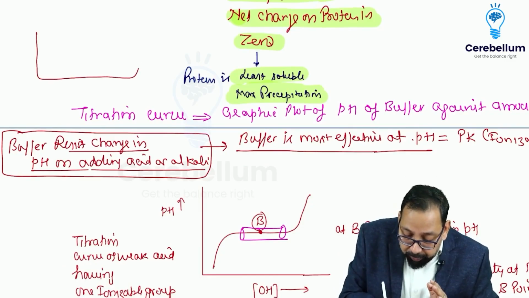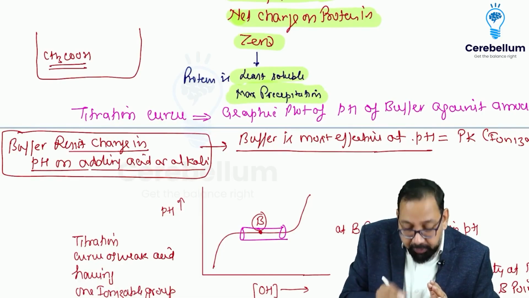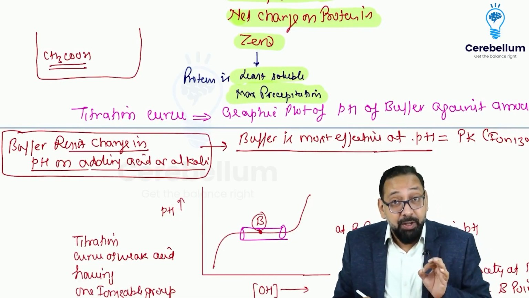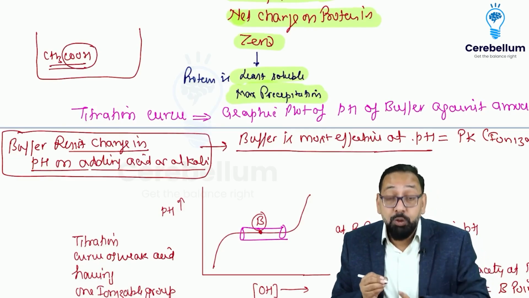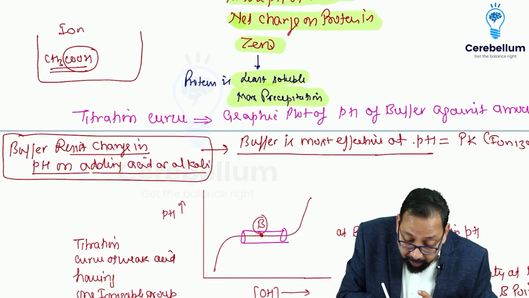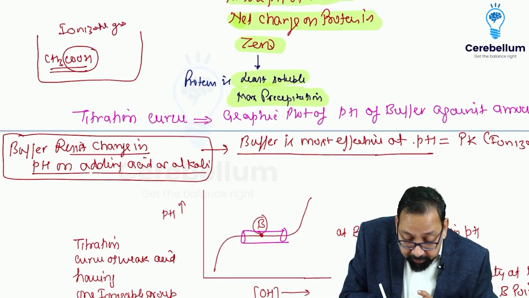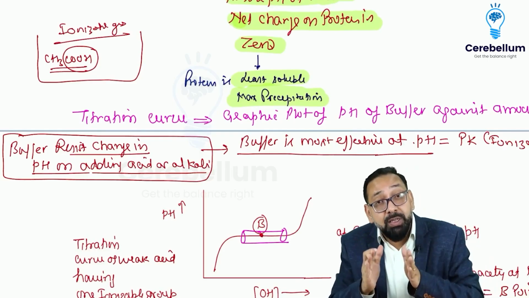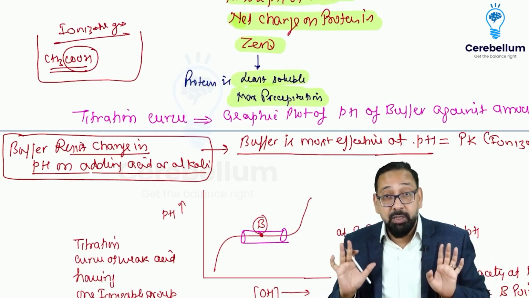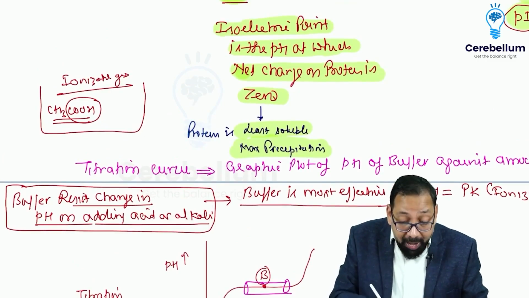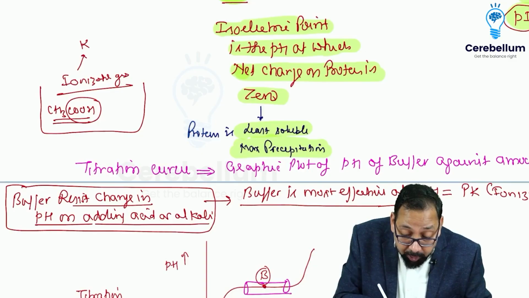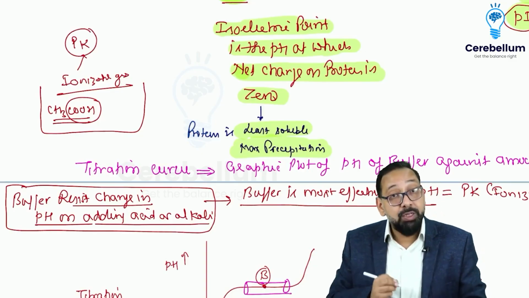Suppose this is a solution. In this solution, there is CH3COOH. This is a weak acid, meaning a carboxylic group is there. This carboxylic group is an ionizable group. Wherever a carboxylic group is there, it ionizes to acquire a negative charge. We found that this ionizable carboxylic group has a particular pK, the ionization constant.